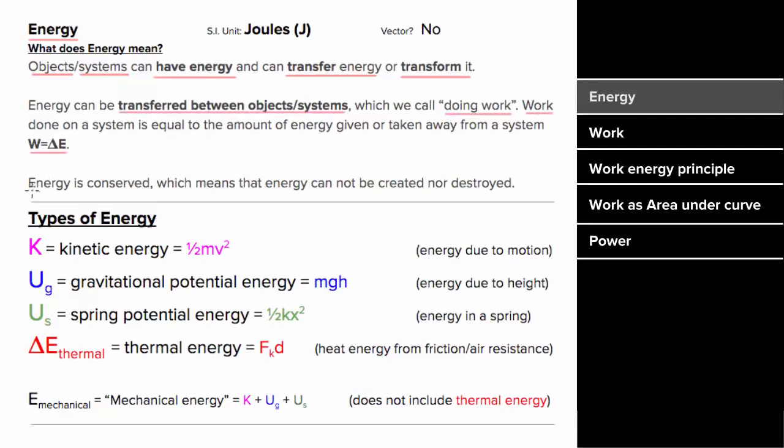You often hear people say energy is conserved, which really just means that you can't create or destroy energy. You can simply transfer it between objects or systems. So what are all the different types of energy?